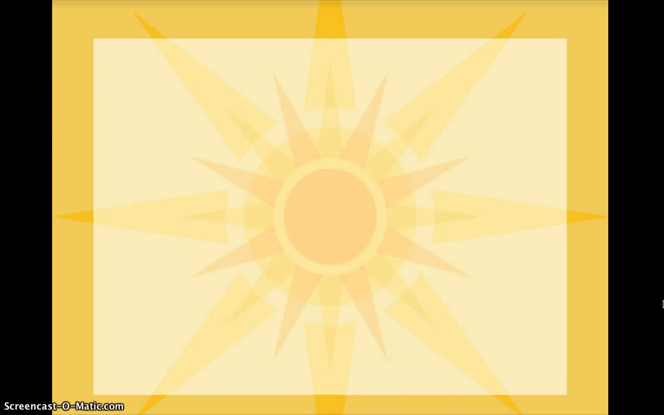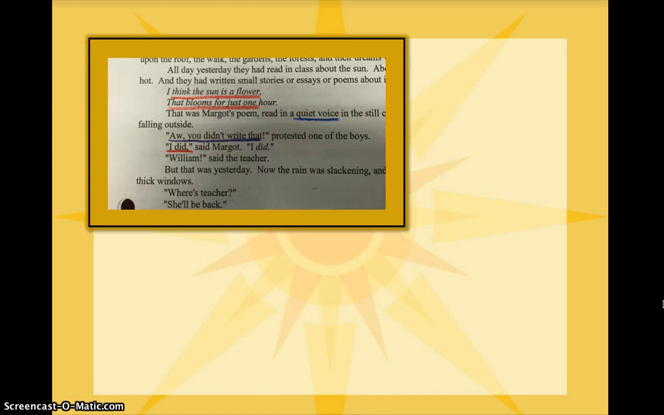But Margot's not the only one with actions. There are some places in this story where the characters react to who Margot is. Here's one, underlined in purple for a character's reaction to Margot, where one of the boys says, "Aw, you didn't write that," in response to her reading a poem she wrote about the sun.